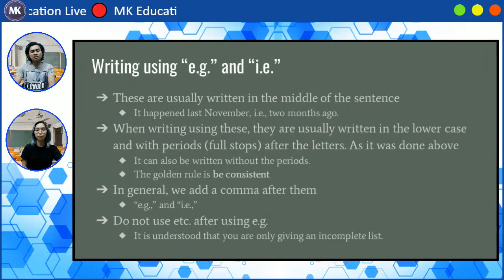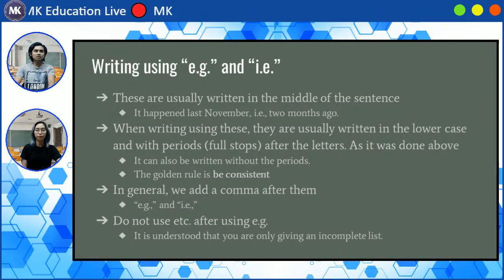I.e. and e.g. are not really used when we are talking, but are more used in writing. So this is how we format e.g. and i.e. in our writing. They are usually written in the middle of the sentence, okay? Like, it happened last November, i.e., two months ago. So you usually start it in the middle of the sentence, and after saying the i.e. and whatever you have to say, you put a period at the end.